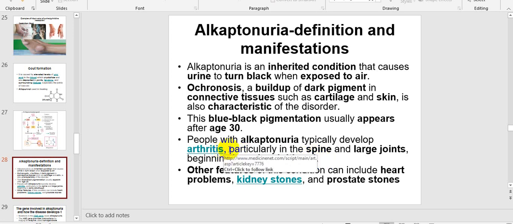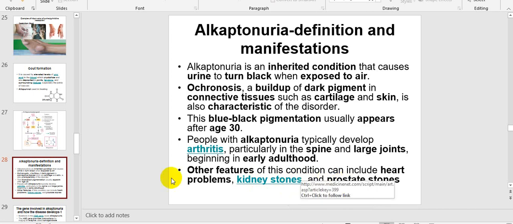You know arthritis. Arthritis is what? When the body itself attacks its own cells. Then this occurs in the joint. So it leads to what? Rheumatoid arthritis, particularly in the spine and large joints, beginning in early adulthood. So we call it an autoimmune response. The body fighting its own cells. Other features of this condition can include heart problems. So there are also heart problems, kidney stones, that are stones made up of cholesterol and uric acid and the rest building up in the kidney, and prostate stones.